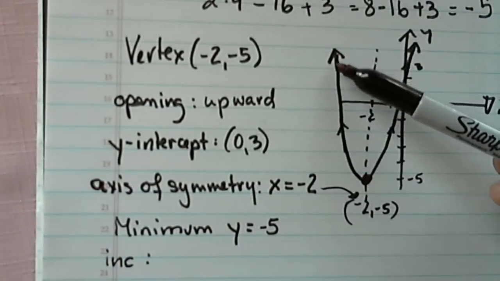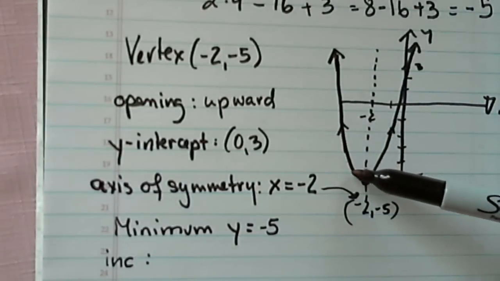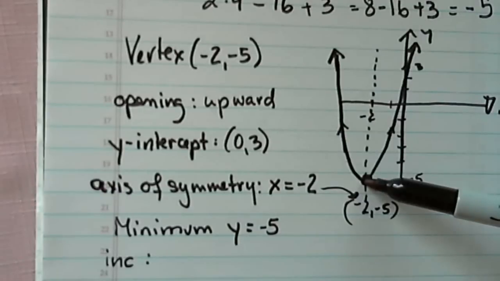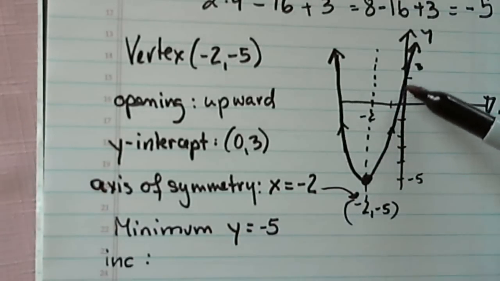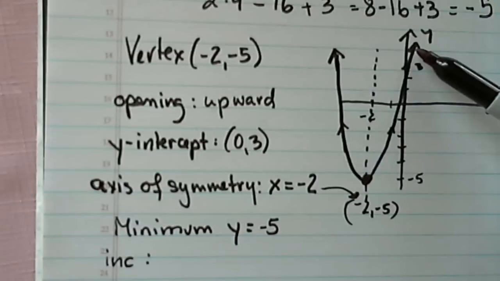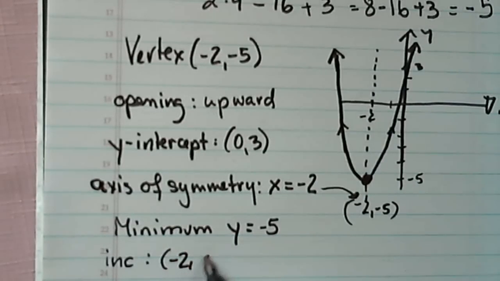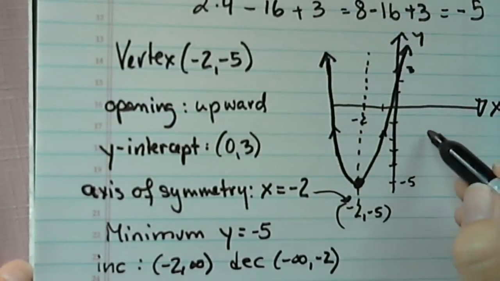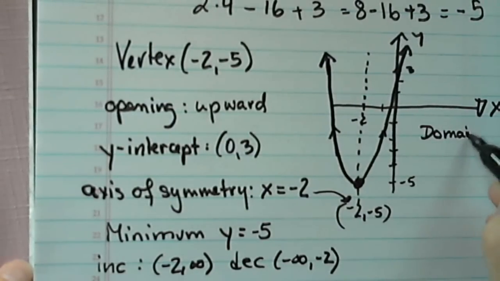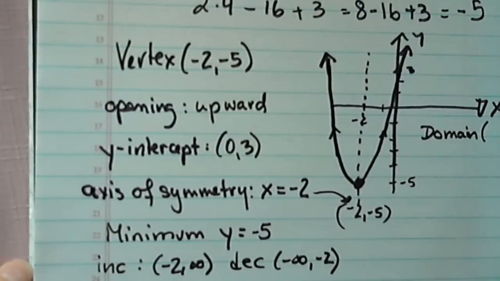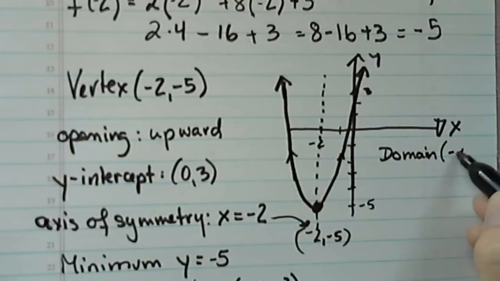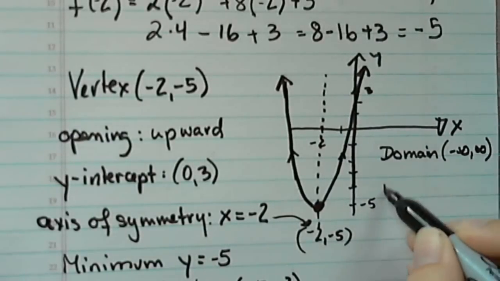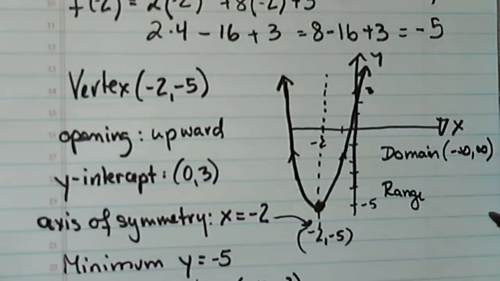Increasing, so if we trace this graph with our pencil, we see that we're going down, that means decreasing. But then at that point, which is the vertex, we keep going up. We have increasing, which is from negative 2 to infinity, always the x value. Decreasing from negative infinity to negative 2. Okay, let's look over here. The domain of any parabola is negative infinity to infinity.